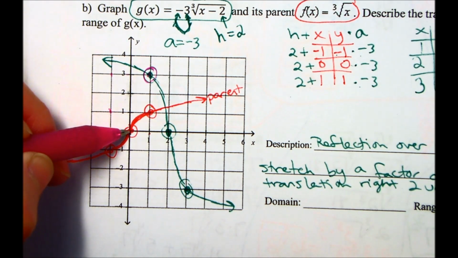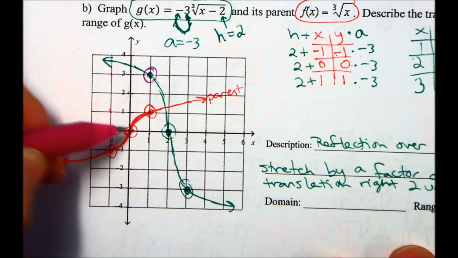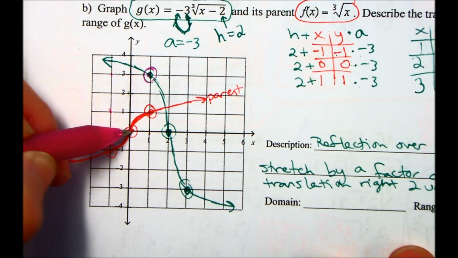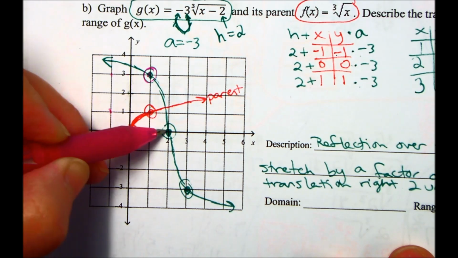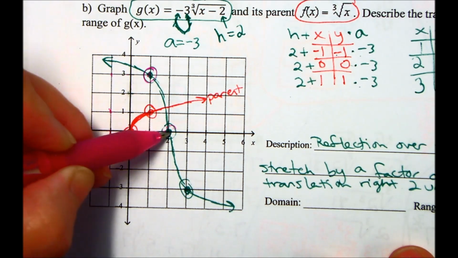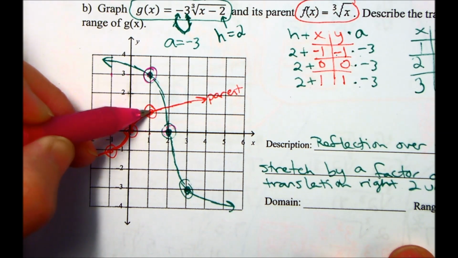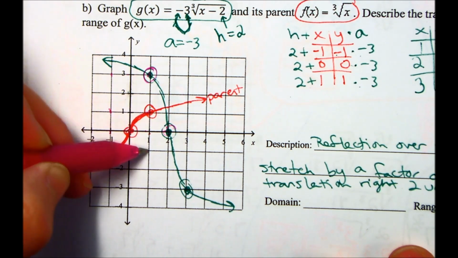My second point, because it's on the x-axis, you cannot reflect it over the x-axis or stretch it away from the x-axis. It's just going to stay right where it's at. So really the only thing you can do with this point is move it to the right 2, and there we have it. Well, this point we can reflect over the x-axis, which puts us here.